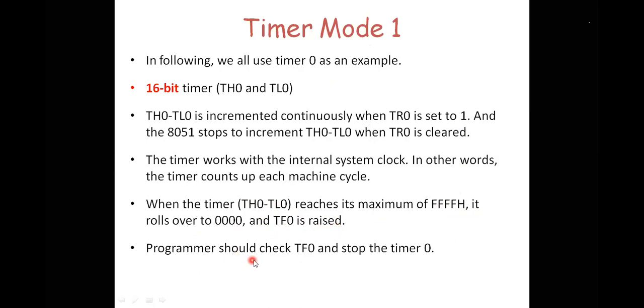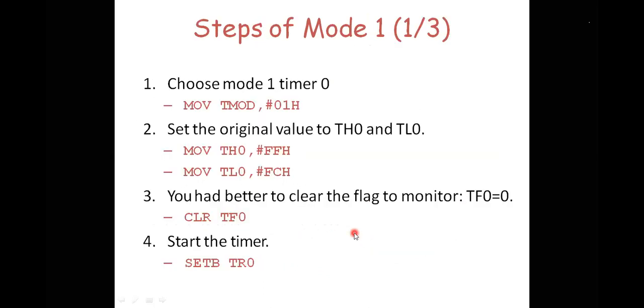So the programmer should check TF0 to stop the timer. Every time the programmer should check TF0, whether the timer has overflowed or not. When TF0 equals 0, the timer will be in the running state only. When the timer is overflowed, the timer overflow flag will become 1. So these are the steps for mode 1 operation.